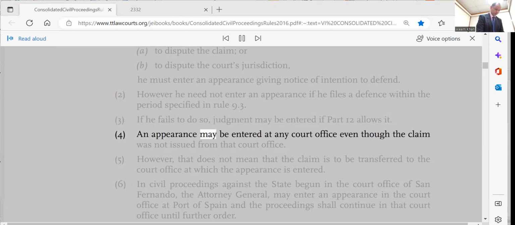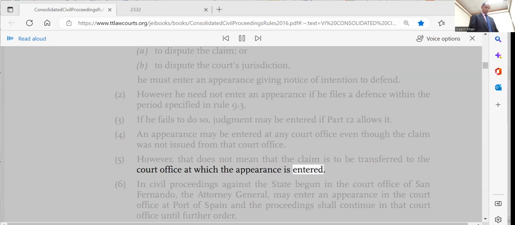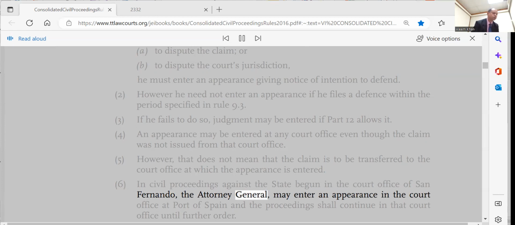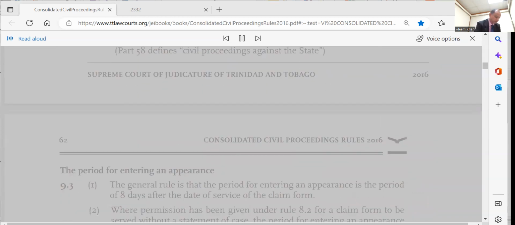4. An appearance may be entered at any court office even though the claim was not issued from that court office. 5. However, that does not mean that the claim is to be transferred to the court office at which the appearance is entered. 6. In civil proceedings against the state begun in the court office of San Fernando, the Attorney General may enter an appearance in the court office at Port of Spain, and the proceedings shall continue in that court office until further order. Part 58 defines civil proceedings against the state.